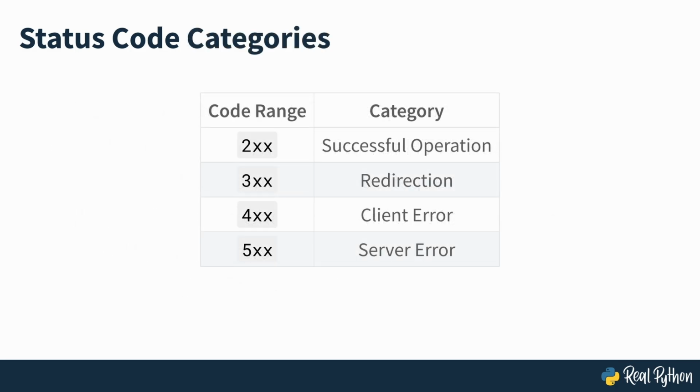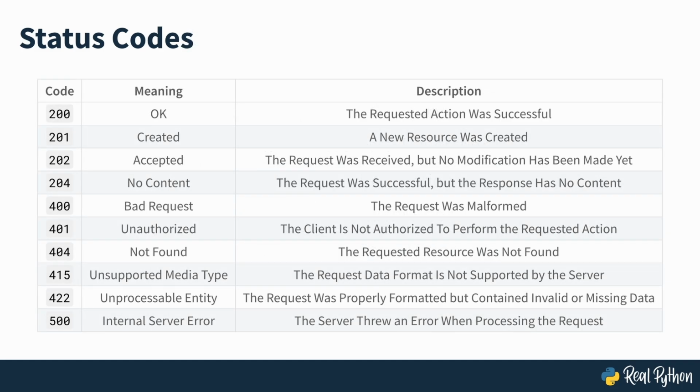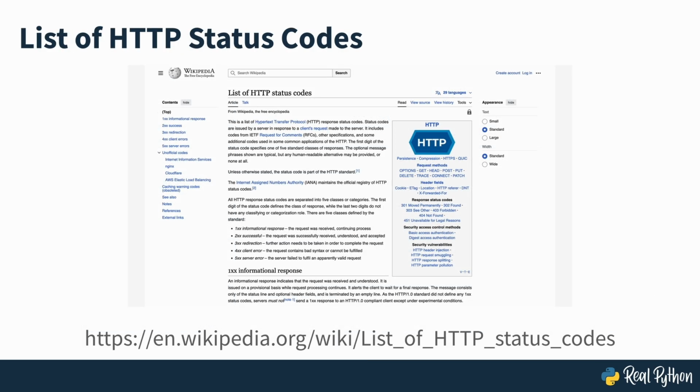Status codes are numbered based on the category of the result, as you can see in the table on screen. In more detail, on screen you can see a list of the most common status codes returned by REST APIs. These codes represent only a small subset of the available HTTP status codes. Status codes come in handy when working with REST APIs, as you'll often need to perform different logic based on the results of the request.